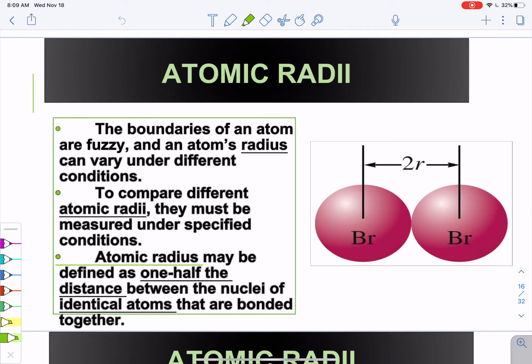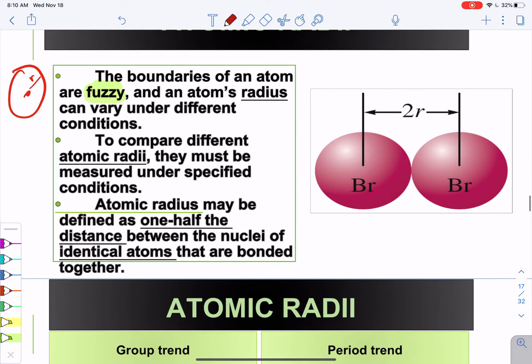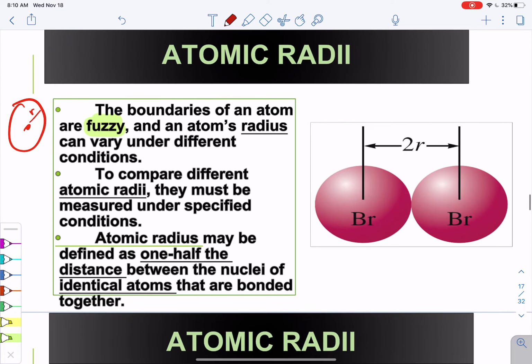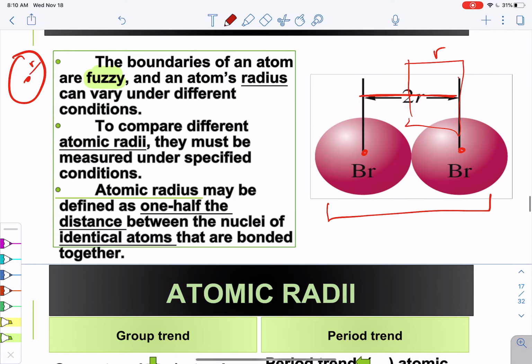The atomic radius is a little bit fuzzy on an atom because atoms aren't perfect circles with a nucleus where you can just measure the radius out. They are just fuzzier. So the way that we do this is we take two of the same atoms, put them together, and then we measure from both of their nuclei, nuclei to nuclei, and if you take half of it, you have the radius. So the radius is just 1/2 of the distance between the nuclei of two identical atoms that are bonded together.